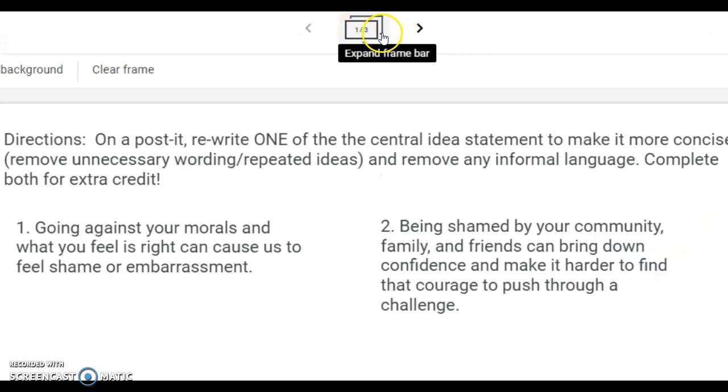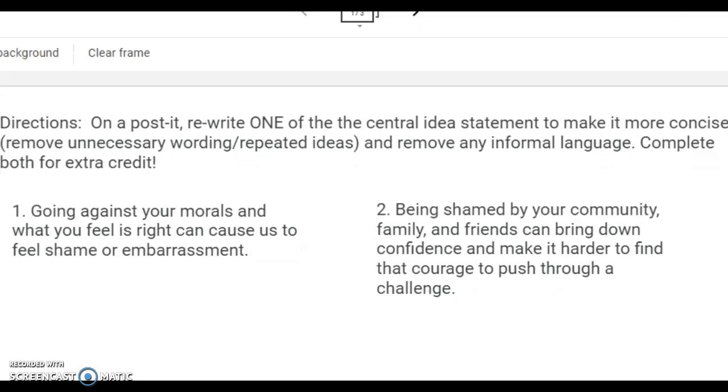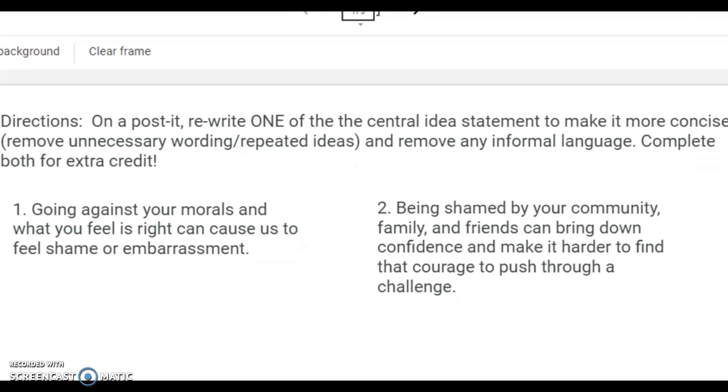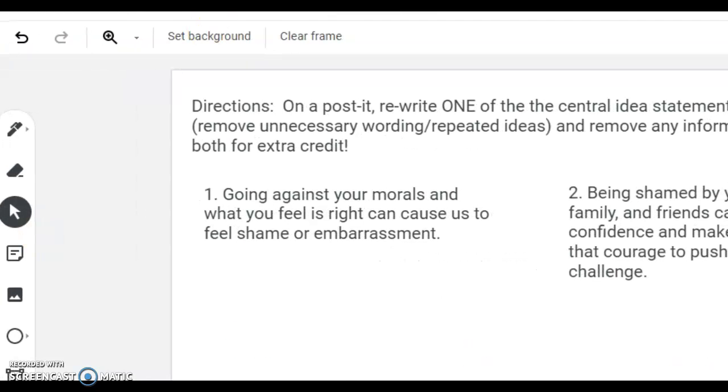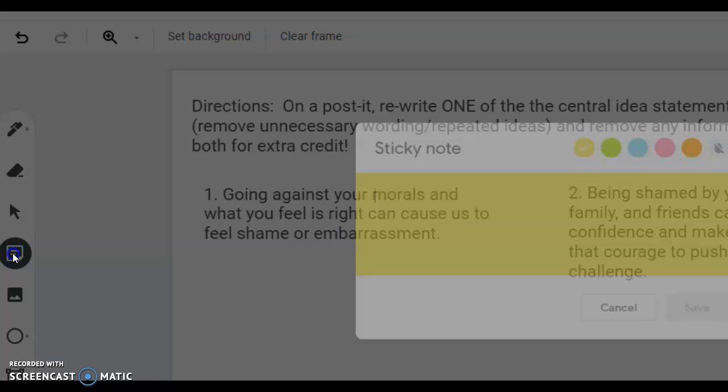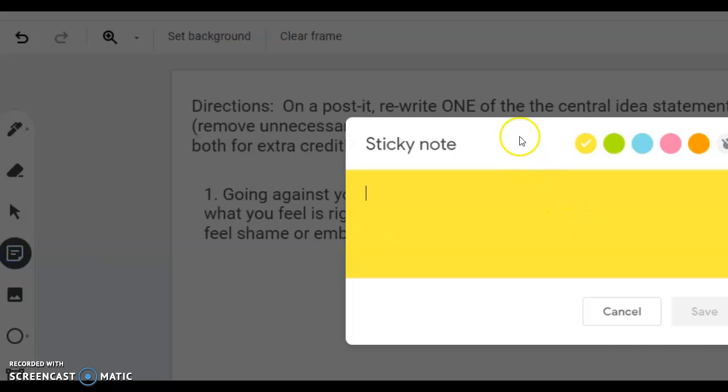So on the first slide, and you can see what number slide it is at the top here, it says on a post-it you're going to rewrite one of the central idea statements to make it more concise. So that means removing any unnecessary wording or repeated ideas and any informal language. If you want a point of extra credit, then you can complete both. So you will go over here. Remember, the post-it, or the sticky note, is about halfway down. You just click on it and you'll type the rewrite.